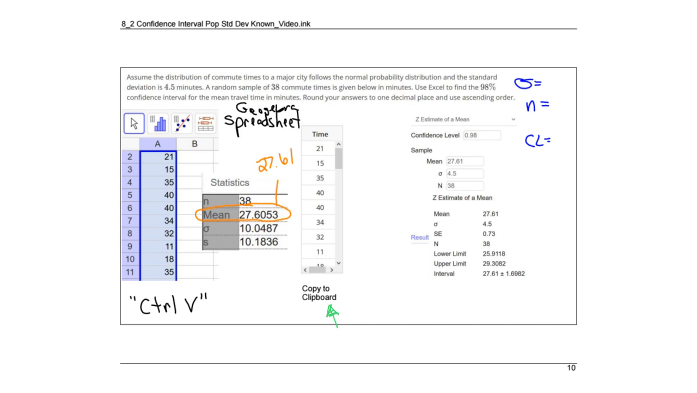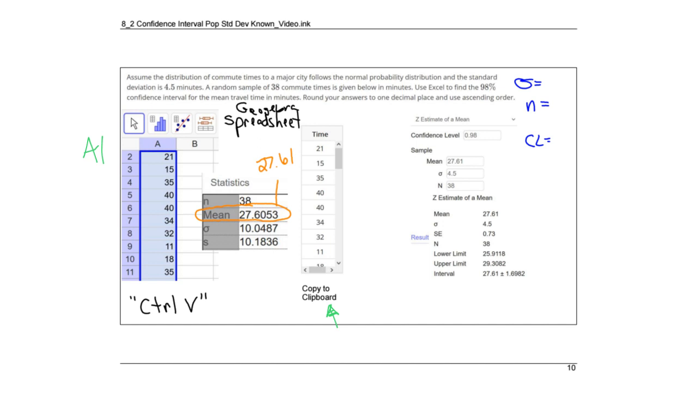Okay, so you're going to click on copy to clipboard. Then you're going to go into GeoGebra like we normally do to find the mean. You're going to go to GeoGebra Classic, Spreadsheet, and then come over to A1. I scrolled down a little bit, but come up to A1 and click Control V. When you do that, it's going to put a title in the first box. So it's going to put time in the first box because these are commute times. And then it's going to put the 38 pieces of data.